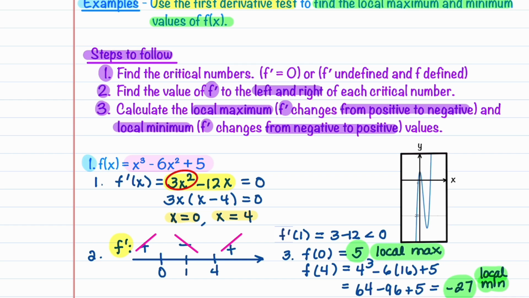Before we go on to our next example, let's take a quick look at our graph. Our critical values are here and here. That's where our function changes from increasing to decreasing, as well as where our local max and mins are. And you can see that right here, at x is equal to 0, we have a local max. And when x is equal to 4, we have a local min.